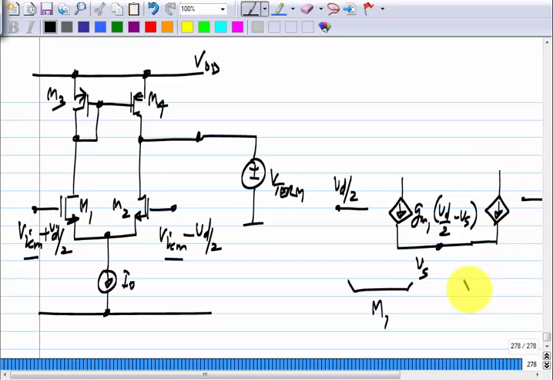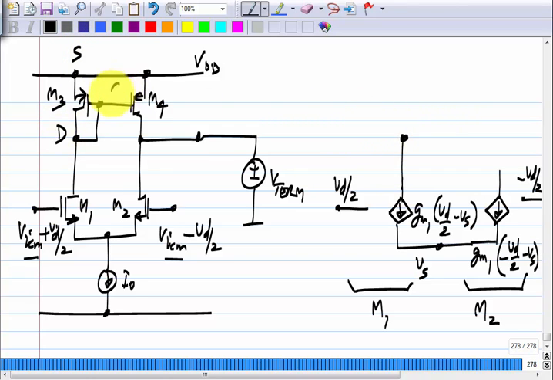And this is the equivalent of M2, and here we have minus Vd by 2. So what is the value of this current source? Gm1 times minus Vd by 2 minus Vs. And now we have M3, the source is here, the drain is here, the gate is there.